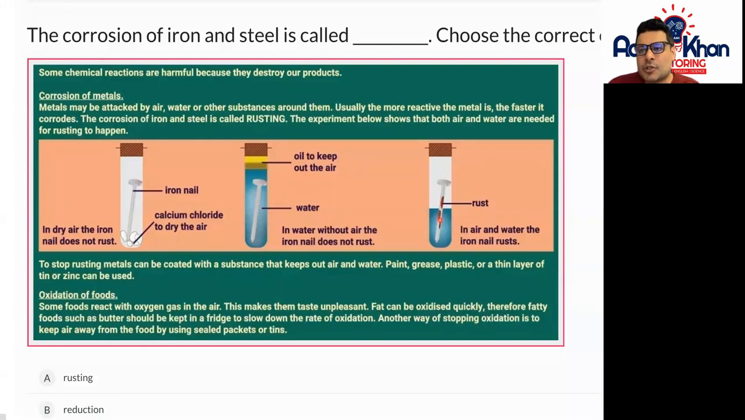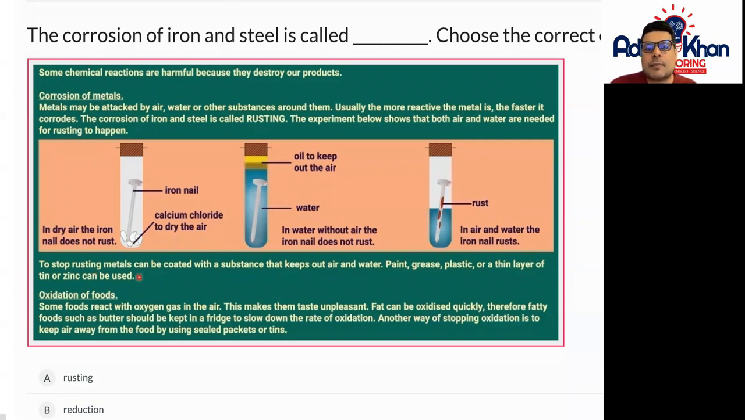In our third test tube, we have air and we have some water. And in this case, you can see that the iron nail has been rusting. In air and water, the iron nail rusts. Okay, so for rusting to occur on metals, you need air and you need water.